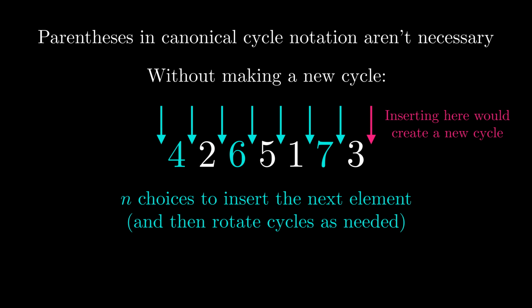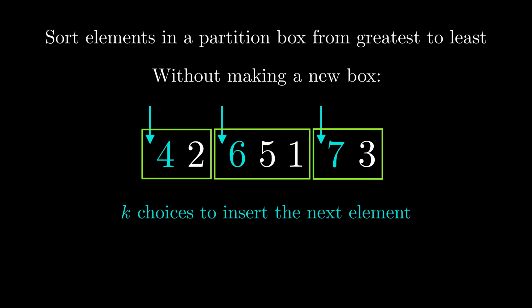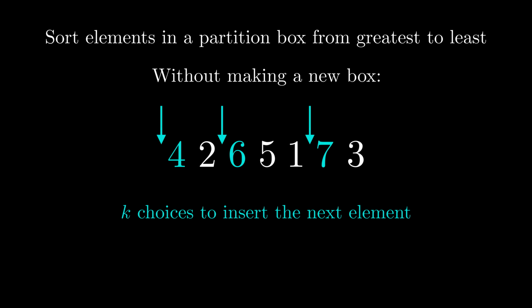On the other hand, regarding the partitions, we can standardize the order of the elements in the boxes the same way we did for canonical cycle notation, by writing the elements in decreasing order. We notice that if we must place the new element in a box, it must go in the front, since it's the highest value. This gives us k places to inject the next element without making a new box.